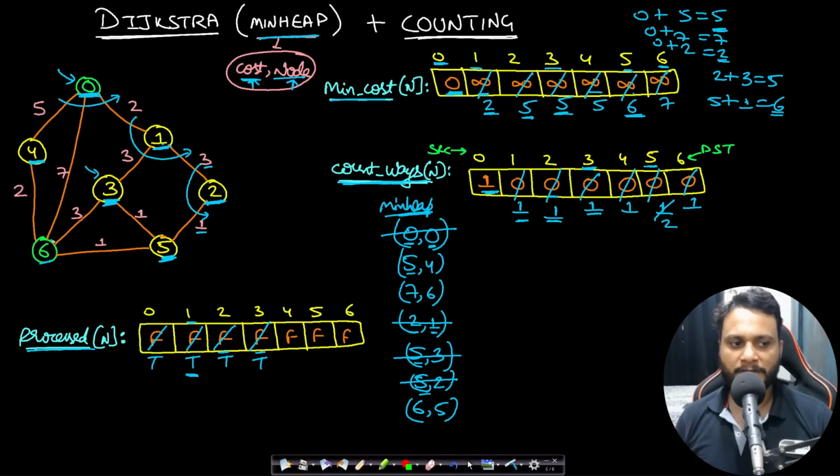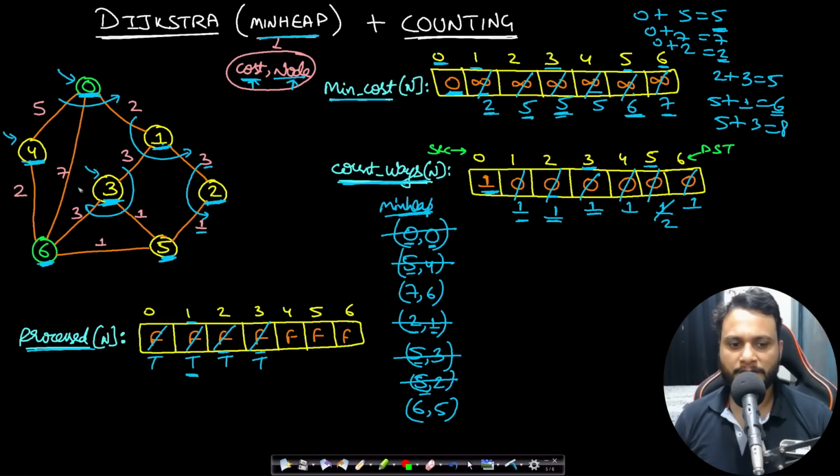Now we will check for 3 comma 6. So we can reach 6 via 3 with the cost of minimum cost to reach 3, which is 5, plus the edge weight 3, which is 8. The already known cost to reach 6 is 7. So it is not minimizing. So we will ignore this. And we are done processing this 3. Now the next thing which will be taken out will be 5 comma 4. This means node 4 is getting processed.